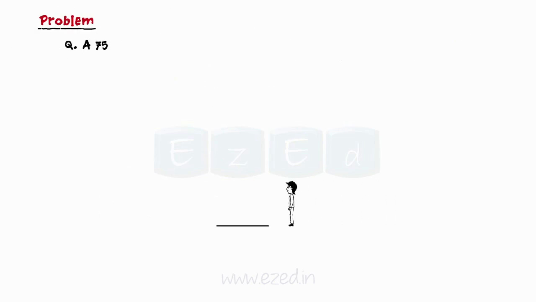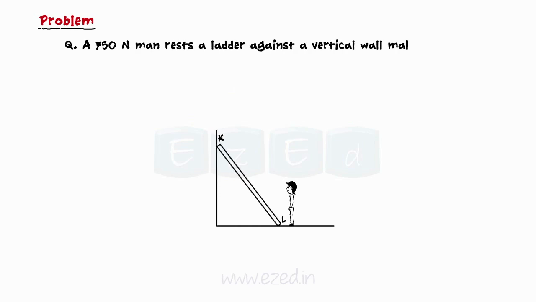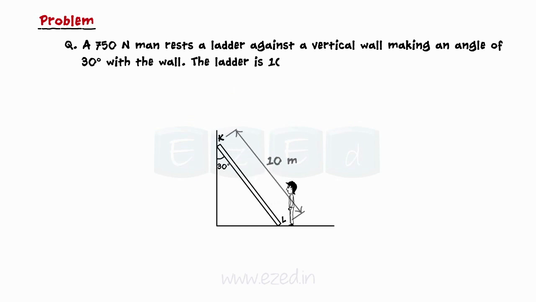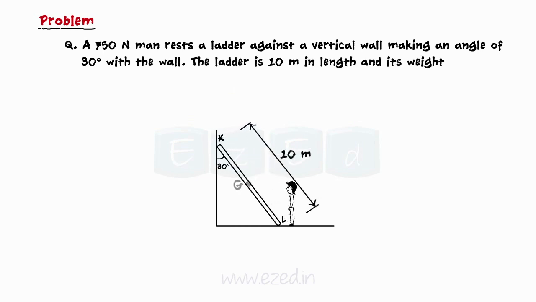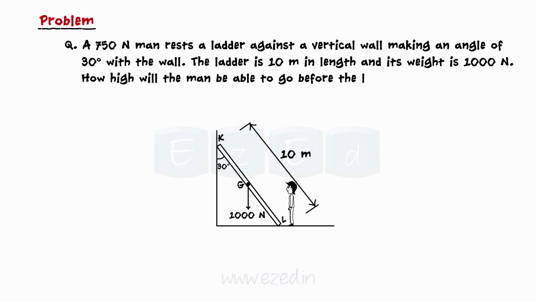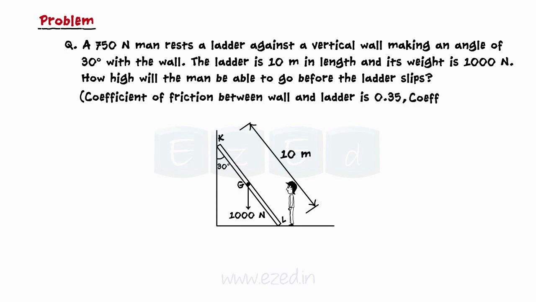A man weighing 750 newtons rests a ladder against a vertical wall, making an angle of 30 degrees with the wall. The ladder is 10 meters in length and its weight is 1000 newtons. How high will the man be able to go before the ladder slips? Coefficient of friction between wall and ladder is 0.35. Coefficient of friction between ground and ladder is 0.2.